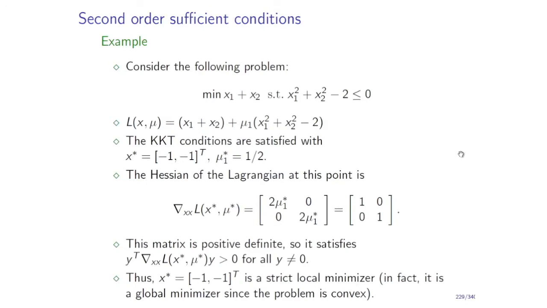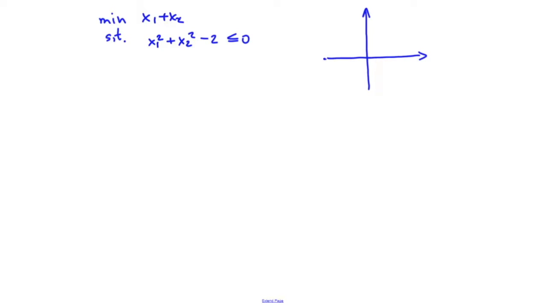Let's consider some examples of application of the second order conditions. So we have the following problem. We want to minimize x1 plus x2 subject to x1 squared plus x2 squared minus 2 is less than or equal to 0. And geometrically, the feasible region is given by a disk of radius square root of 2 centered at the origin. So this is our feasible region.